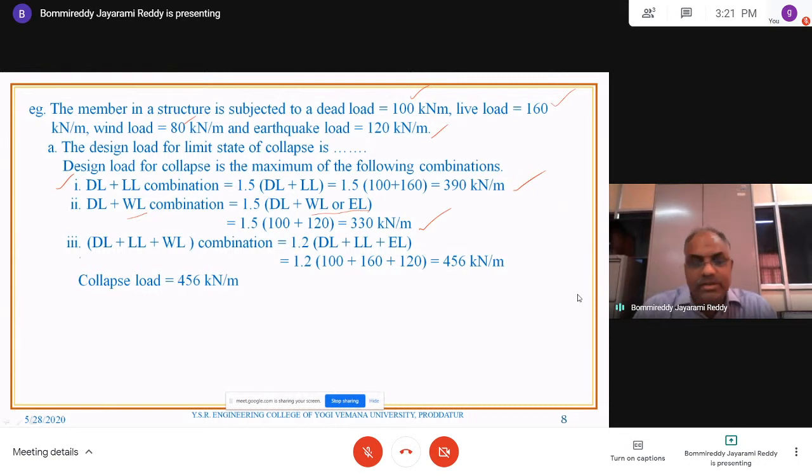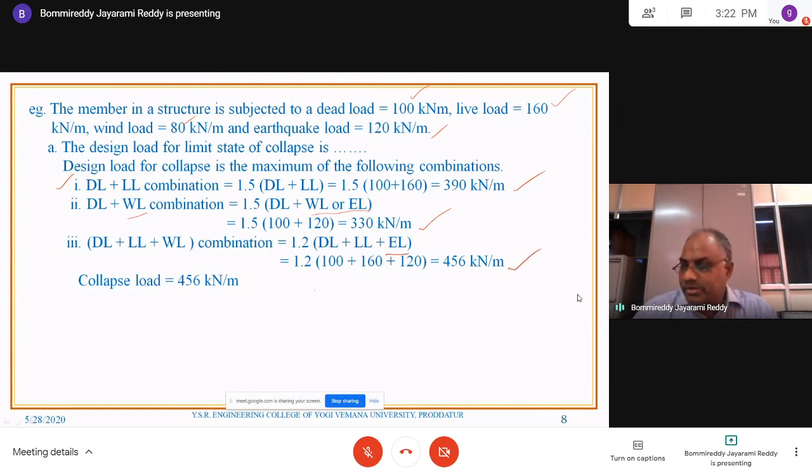Similarly, in the third combination, dead load, live load, and wind load are present. Then the factor for all these loads will be 1.2. 1.2 times dead load, live load, and also earthquake load. Here it is wind load or earthquake load, but the earthquake load is more. You are considering earthquake load into account. So 100, 160, 120, 456.